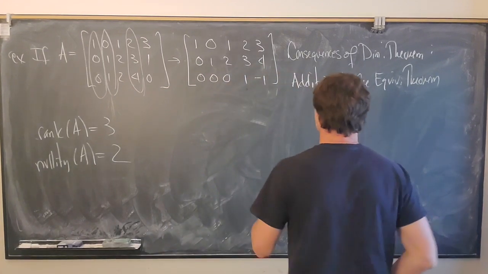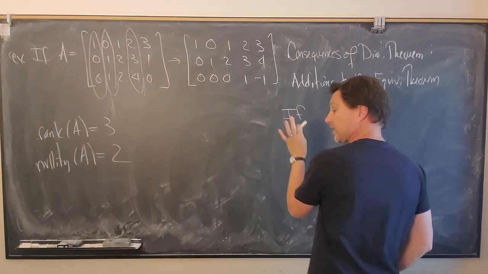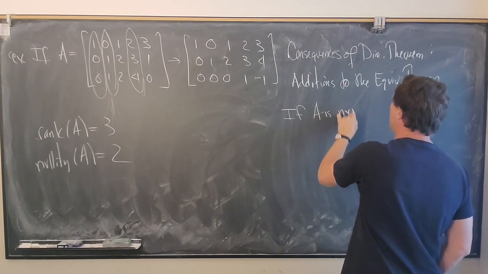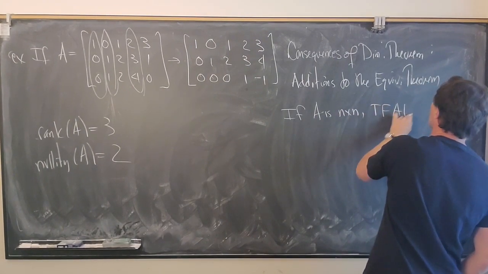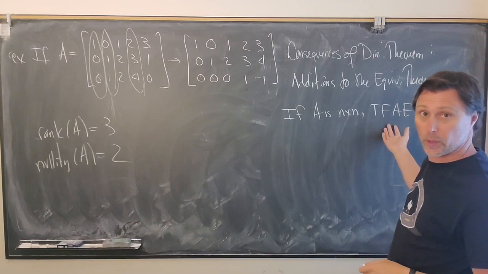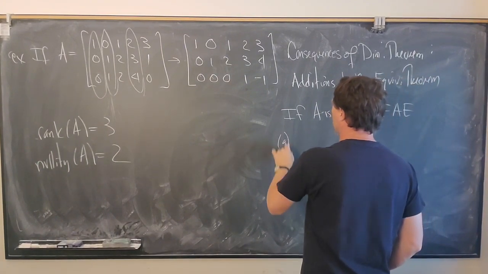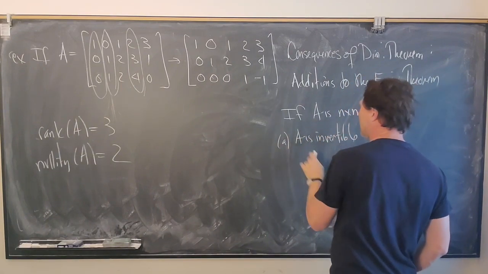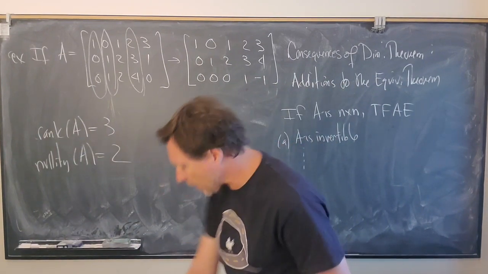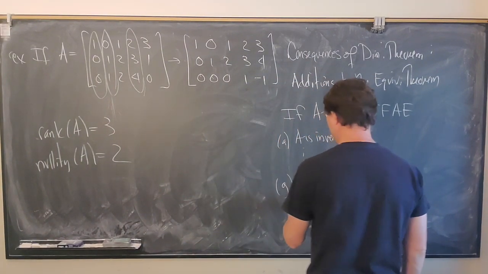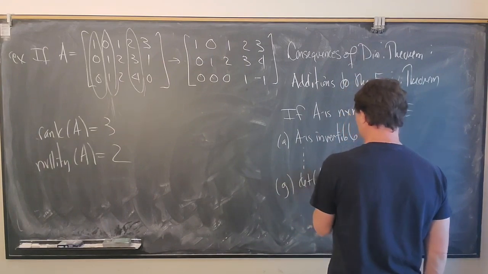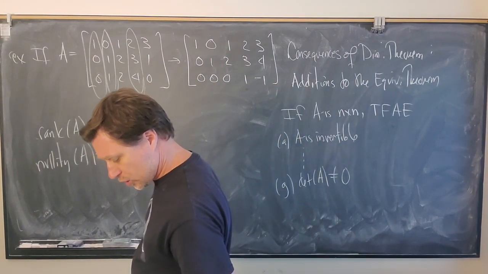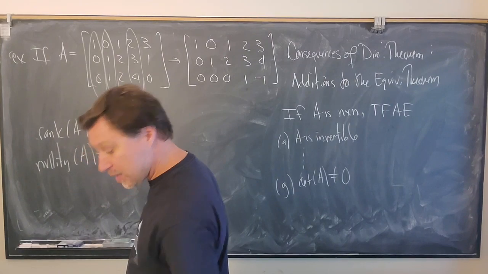So remember, it goes like this. I'm writing the start of the equivalence theorem. If A is n by n, the following are equivalent. Part A, remember, is A is invertible. The last one we had was when we were talking about determinants. That was part G, where we left off, and that was that the determinant of A is non-zero. So now we're going to add parts H through O. So we're going to be adding 8 new parts to the equivalence theorem.